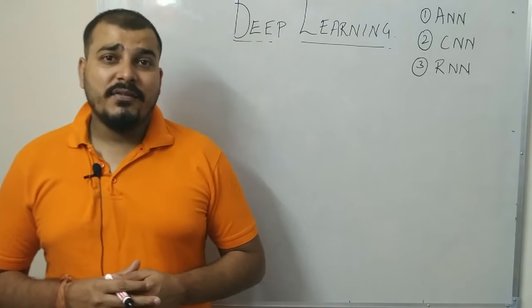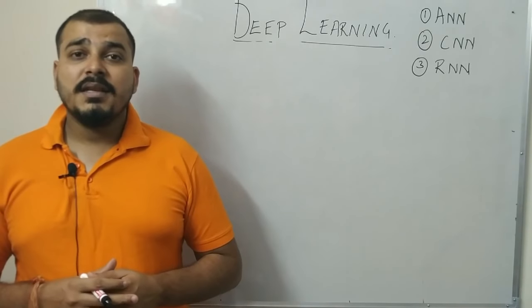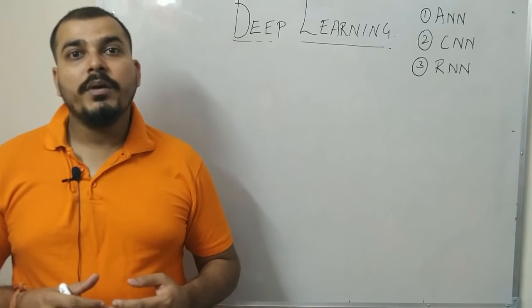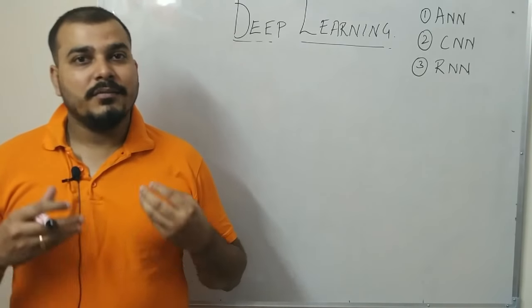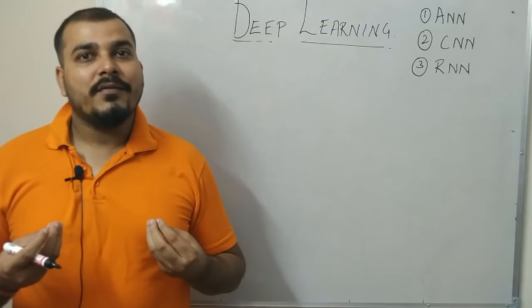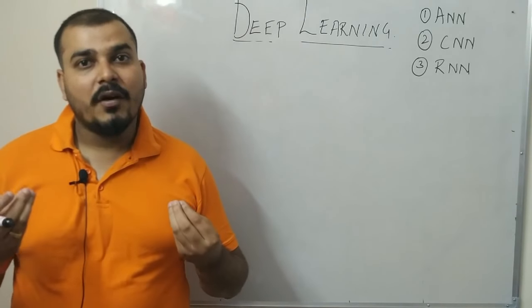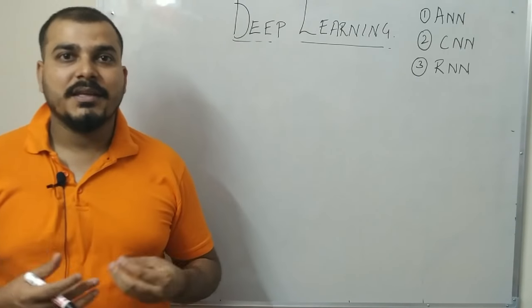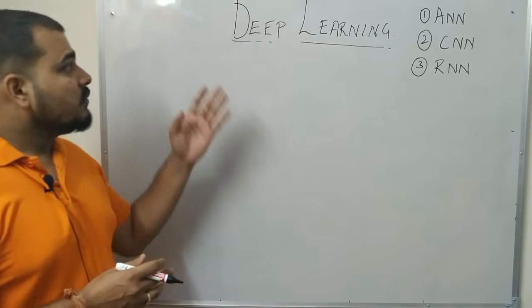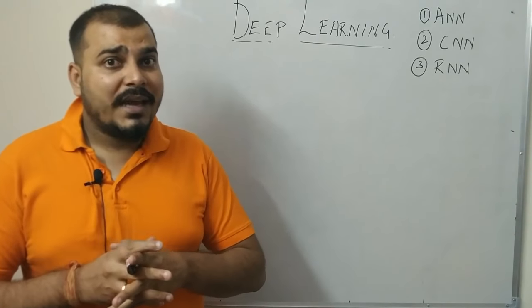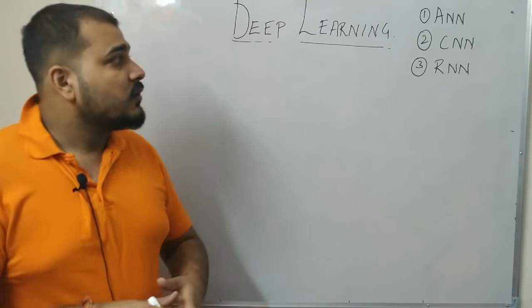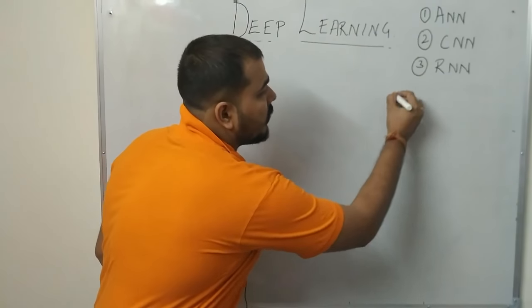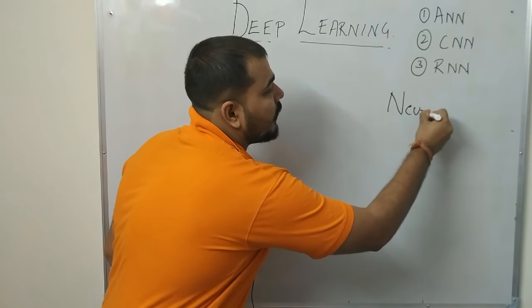In the 1950s and 60s, researchers and scientists thought, can we make a machine learn and work like how we humans learn? We learn from the environment with the help of our brain. Our brain has such a capacity that it can learn various things very quickly. So the scientists and researchers thought, can we make the machine learn in the same way? That is where the deep learning concepts came, and that led to the invention of something called neural networks.